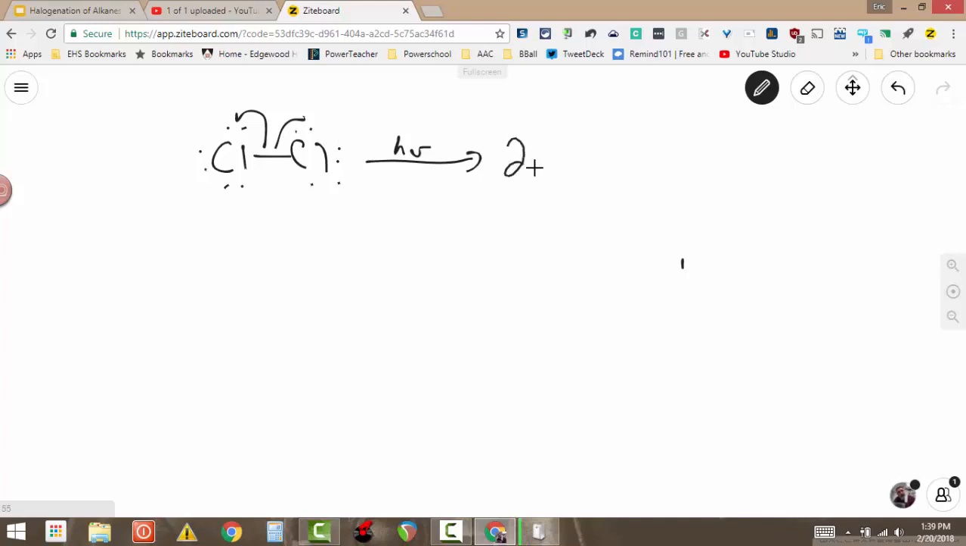What that gives us then is two chlorine atoms with one unpaired electron. This is a free radical, two of them actually. That's the initiation step. The reaction can't proceed unless this happens. So the next step, and some steps subsequent to it, are called propagation steps.